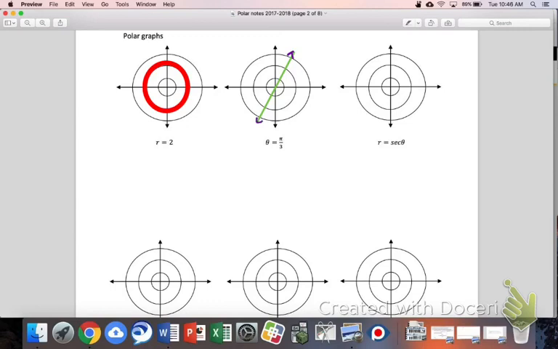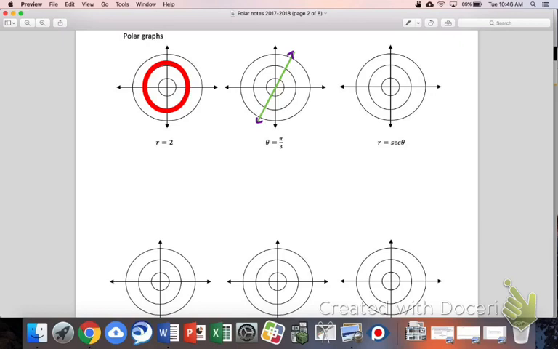Okay, and then r equals secant of theta. So this one on the right here, of course, is the first one where r and theta are both in play, right? r depends on theta. So this is also kind of a unique one. I don't know, anybody do this on the calculator yet? Looks like a line. Should be a vertical line. Yeah. Should be a vertical line.